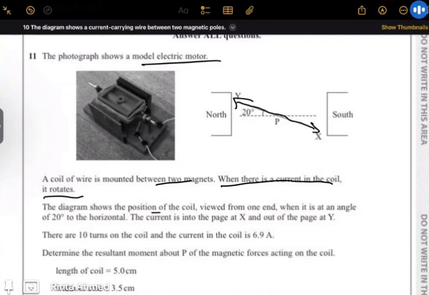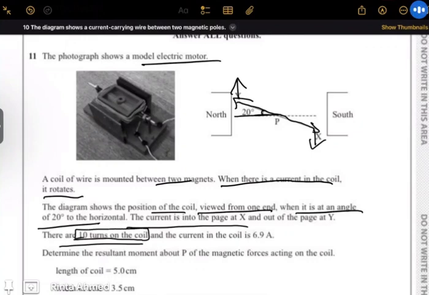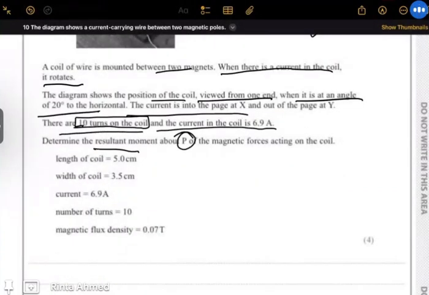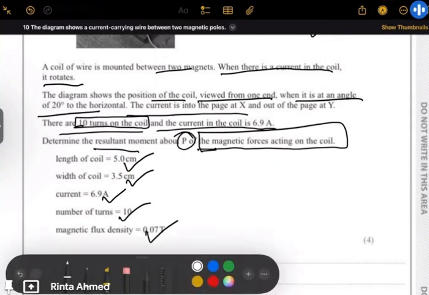They have said the diagram shows the position of the coil viewed from one end, when it is at an angle of 20 degrees to the horizontal. The current is into the page at X and out of the page at Y. There are 10 turns on the coil. This is a really important thing. And the current in the coil is 6.9 ampere. They have said determine the resultant moment about P. So this is our pivot and the magnetic forces acting on the coil. They have given the length, width, current, number of turns, and the magnetic flux density. So let's go and solve this question.